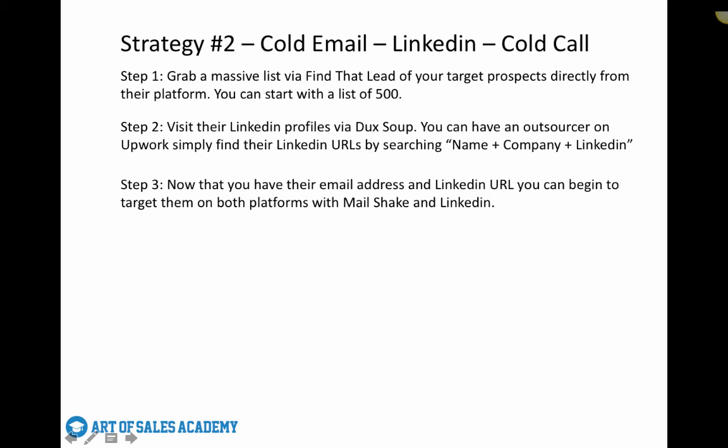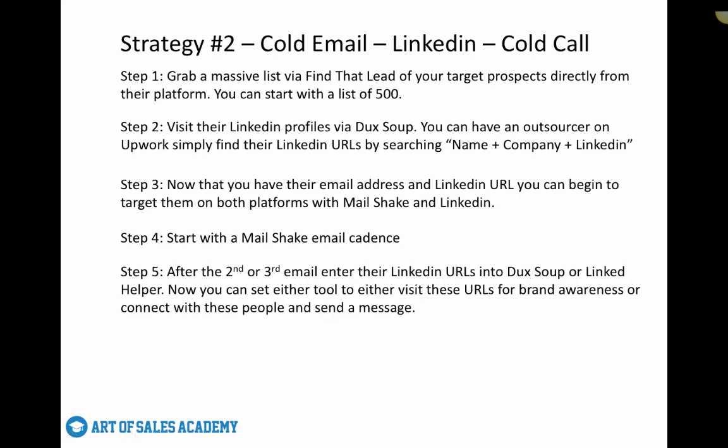And so now that you have their email address, you have their LinkedIn URL, you can begin to target them on both platforms, Mailshake and LinkedIn. Start with a Mailshake email cadence, right? Put them on a 7 email cadence, something relevant to their industry, something personalized. Keep it really personalized, right? At this point, your emails have to be great and highly personalized and high value to really get those reply rates. After the second or third email, now you can enter those URLs into DuckSoup or Linked Helper and start visiting them.